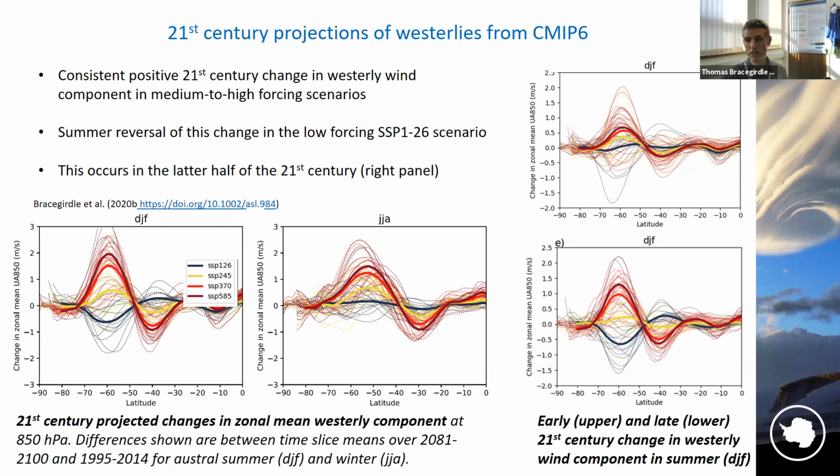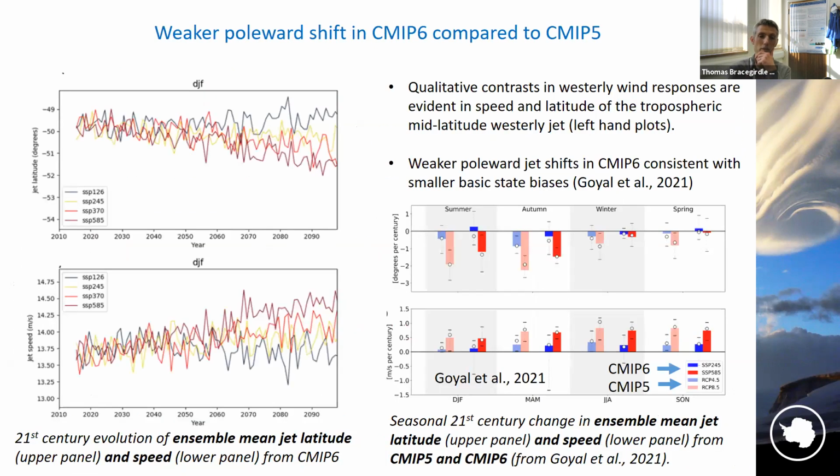Weakening westerlies and slightly equatorward shifting. I mean, these aren't in themselves very surprising. It's kind of what we saw for CMIP5. What might be interesting is, how does that compare to CMIP6? And qualitatively things are reasonably similar.